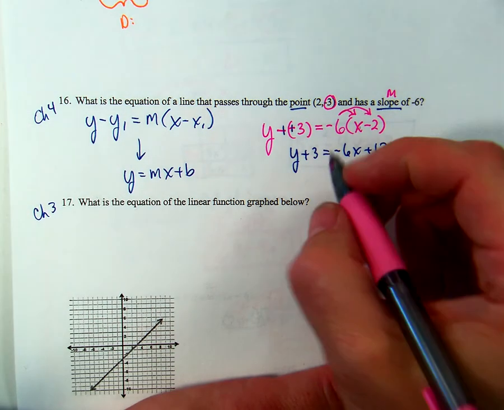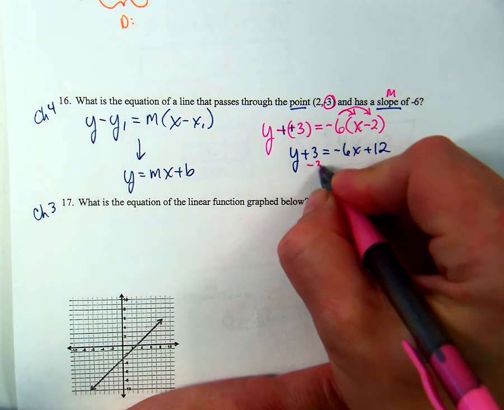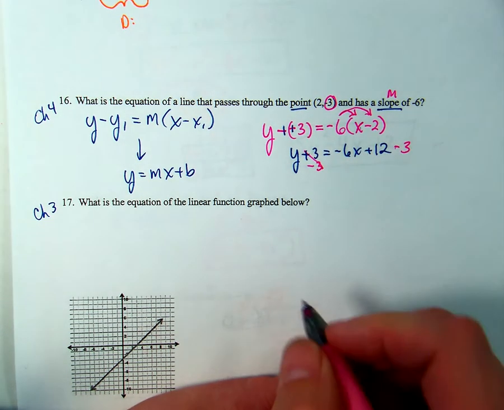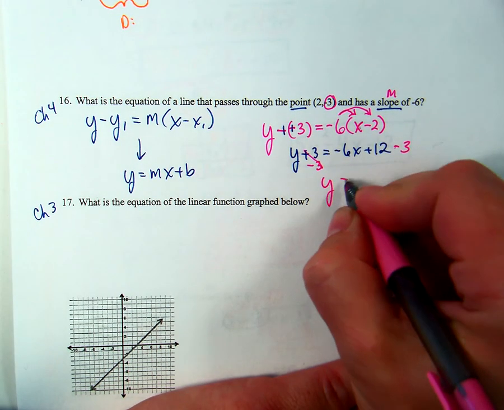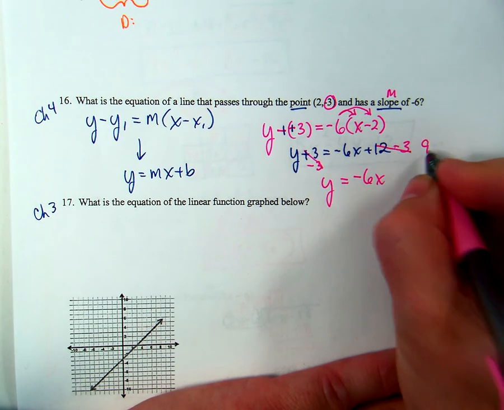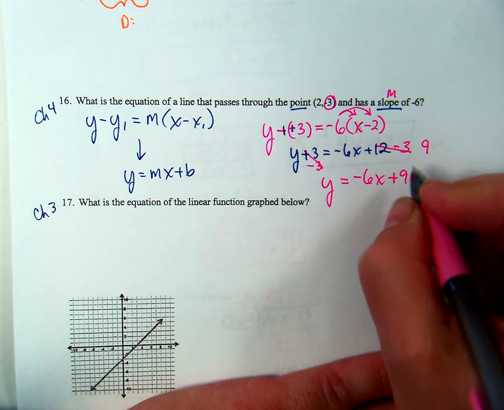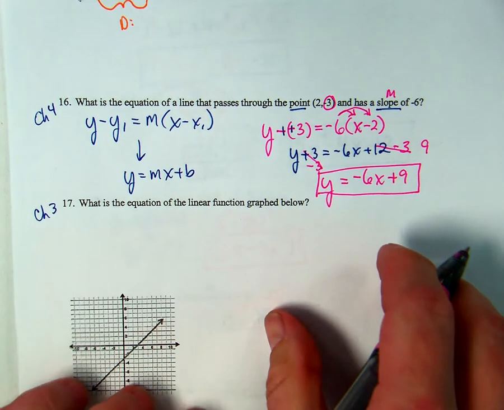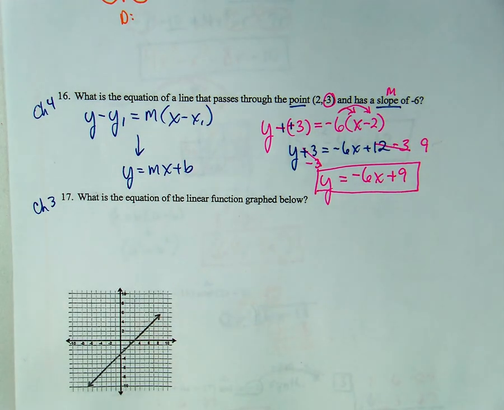Now, to get y by itself, I need a minus a 3 and minus a 3. That will go away, and y is going to equal negative 6x. This will become 9 plus 9. And that is the equation of the line that passes through point 2, negative 3, and has a slope of negative 6.